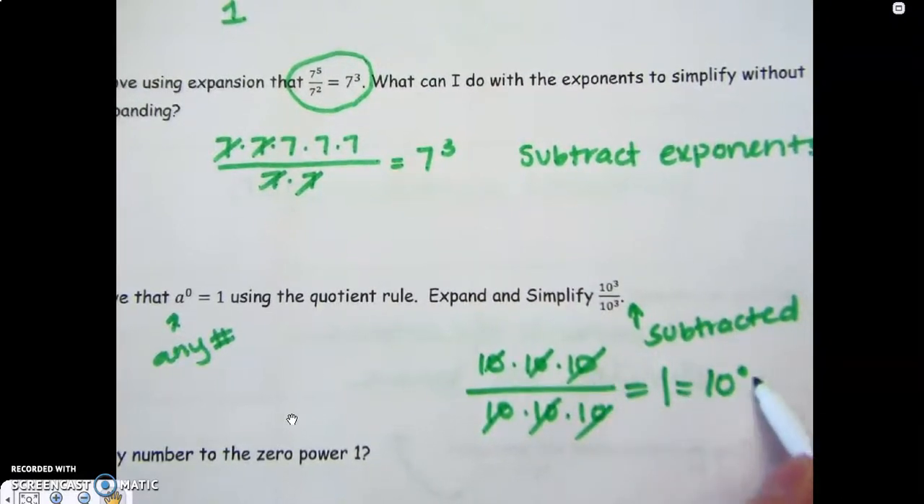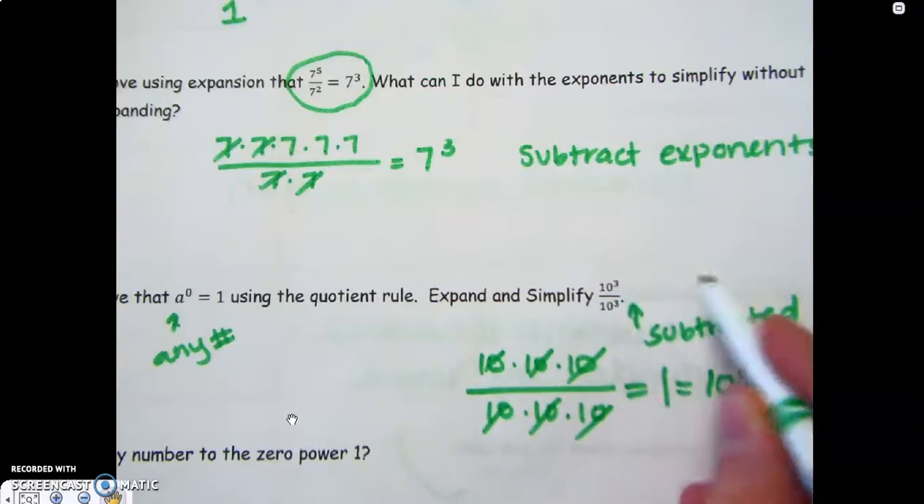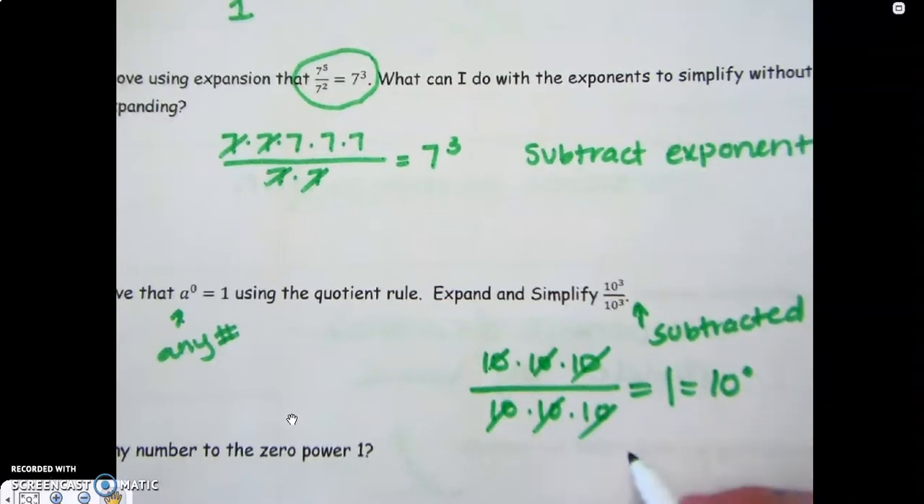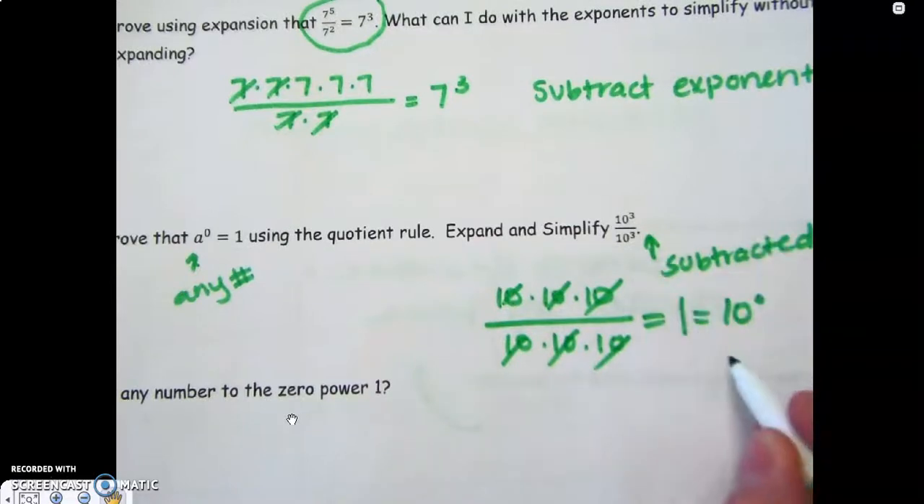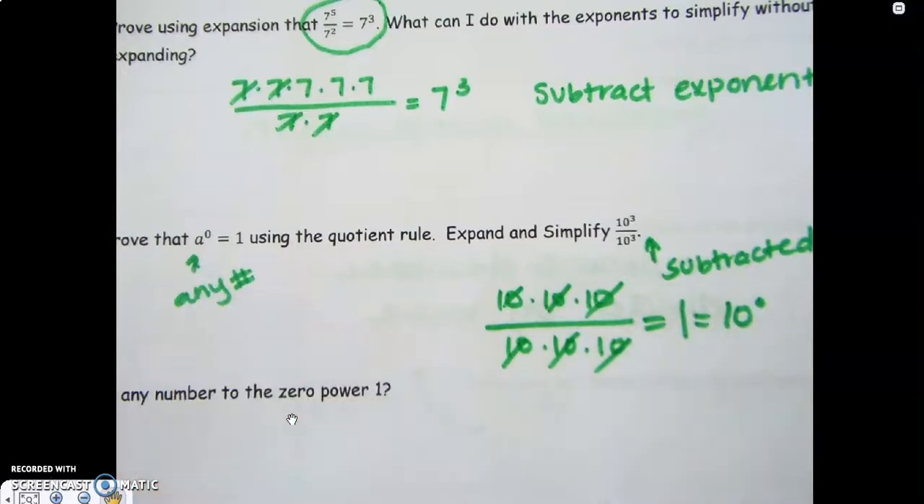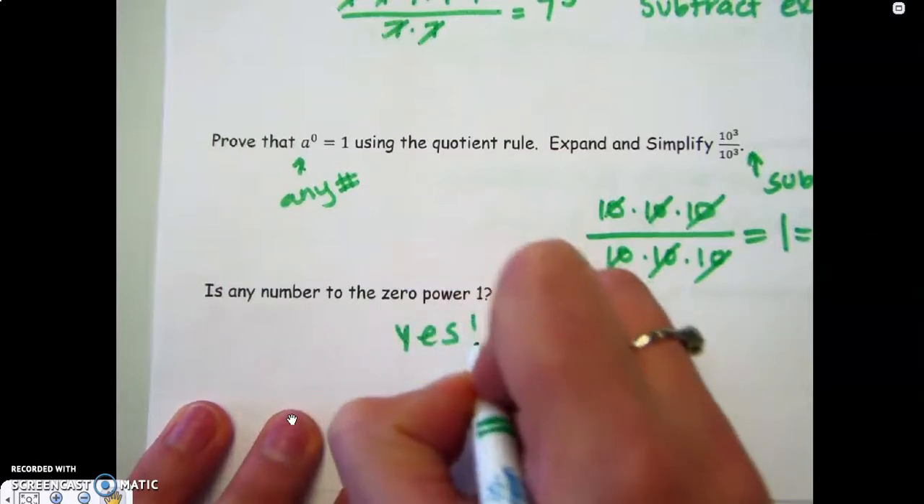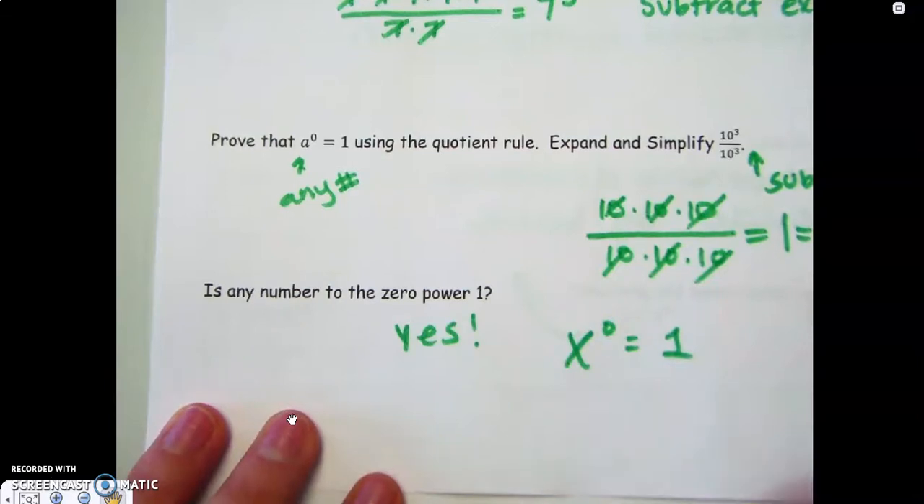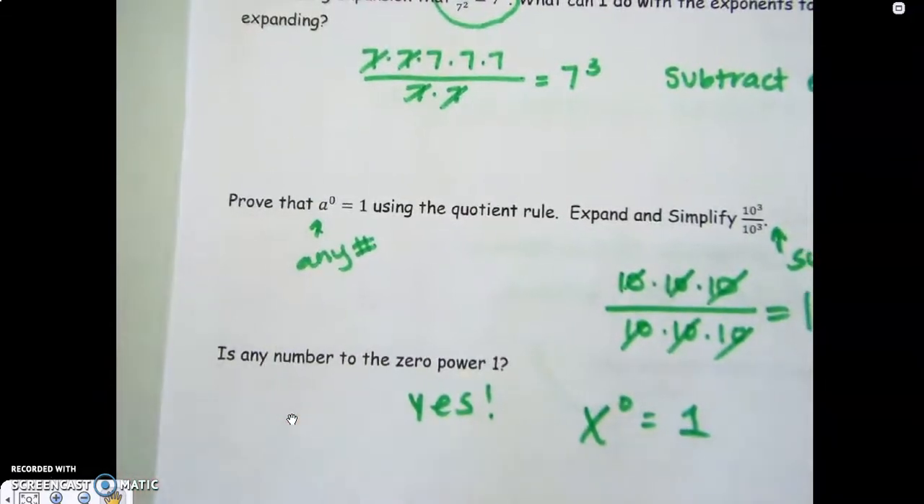So this is why when you have an exponent to the 0 power, it is equal to 1. Because you're really saying you have the same amount of bases on the top as you do the bottom, and when you divide a number by itself, you get 1. So that means no matter what number I have, if I use 10, if I use 7, if I use a for any number, anything to the 0 power is 1. Okay, so x to the 0 is 1. That is a little bit about 0 exponents.